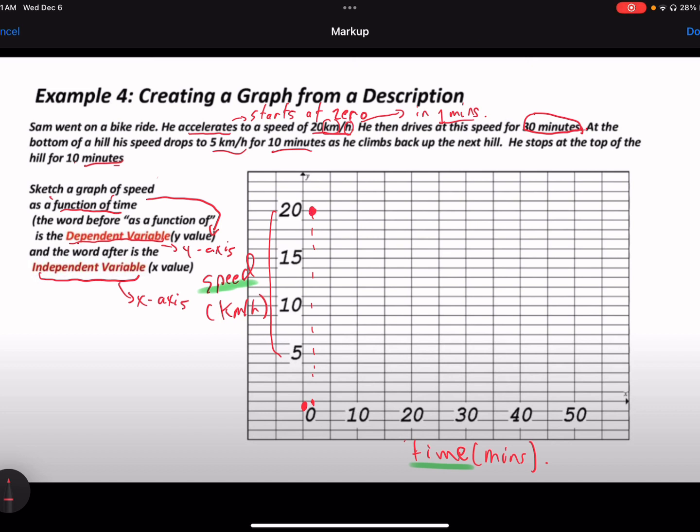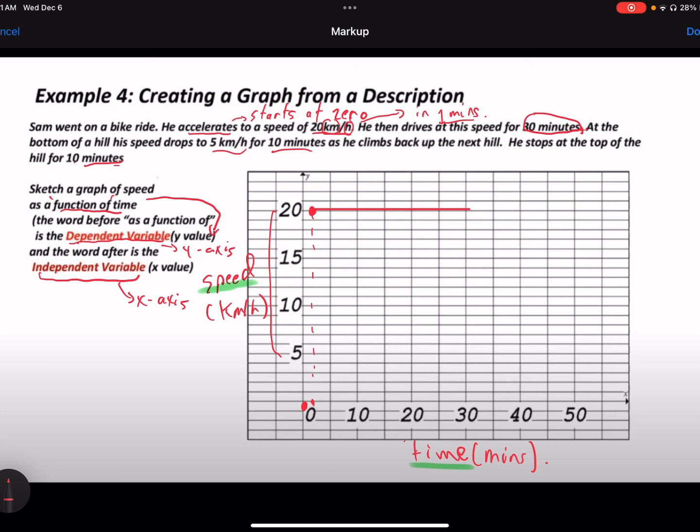Then it says it goes at that speed for 30 minutes. So from that 1 minute, I'm going to go all the way to about 30 minutes. Now, if it's 30 minutes from that time, I'm going to go a little bit over, so like 31 minutes. So here it is. And again, I just drew a straight line because you're going at that speed of 20 for 30 minutes.